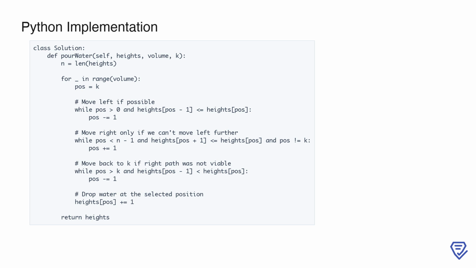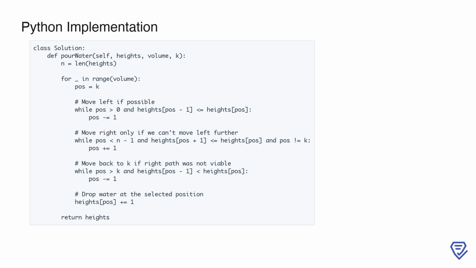After exploring the rightward path, if the water cannot stay there, e.g., a higher elevation blocks the flow, it moves back toward K if the left path is lower than the current position. 5. Once the correct position for the water is determined, increment the elevation at that position to simulate the water settling. The function returns the updated heights array after all water has been poured.